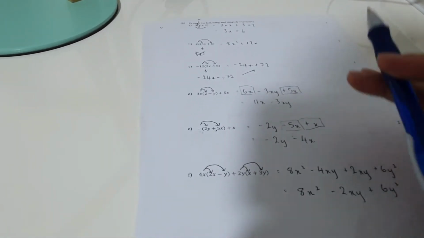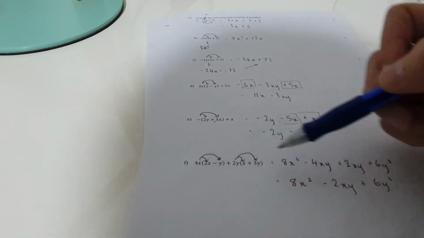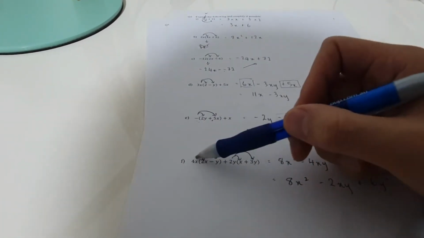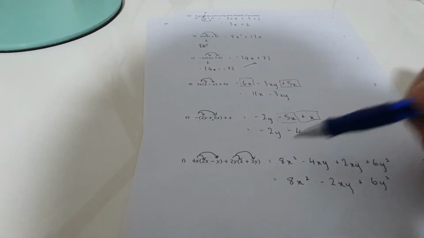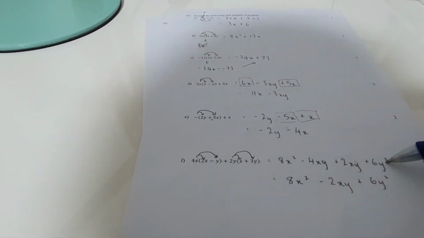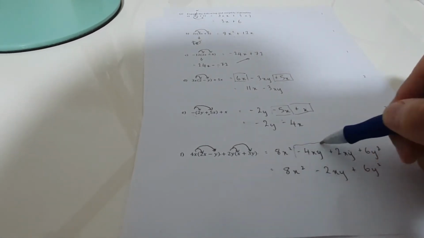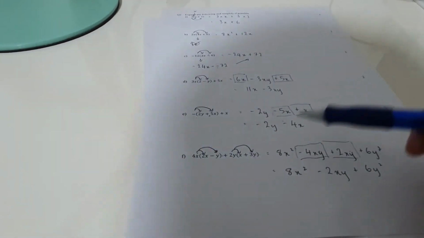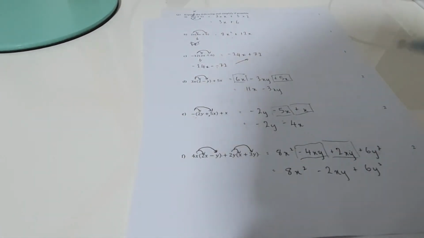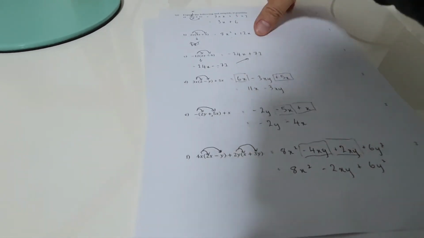Last one on this page. Once again, we're expanding. So 4x times 2x is that, 8x squared. 4x times y, 4xy. 2y times x, 2y times 3y, 6y squared. Collect like terms, so these two here combine. Negative 4 plus 2 is negative 2xy. And then I just left these the same because there are no other like terms.